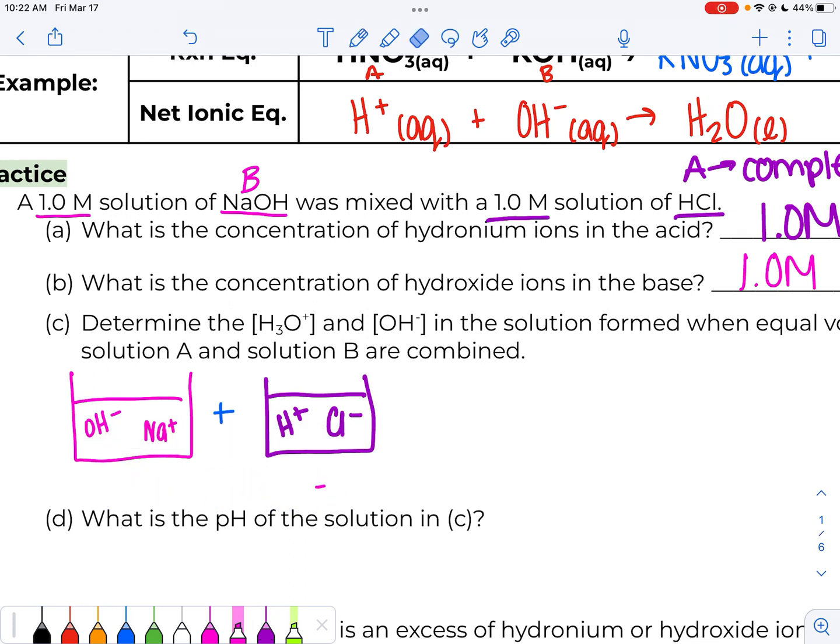Here's our acid, here's our base. I feel like I mixed that up when I said it just now. So here's our acid and here's our base. Hydroxide plus our hydronium floating around in solution.